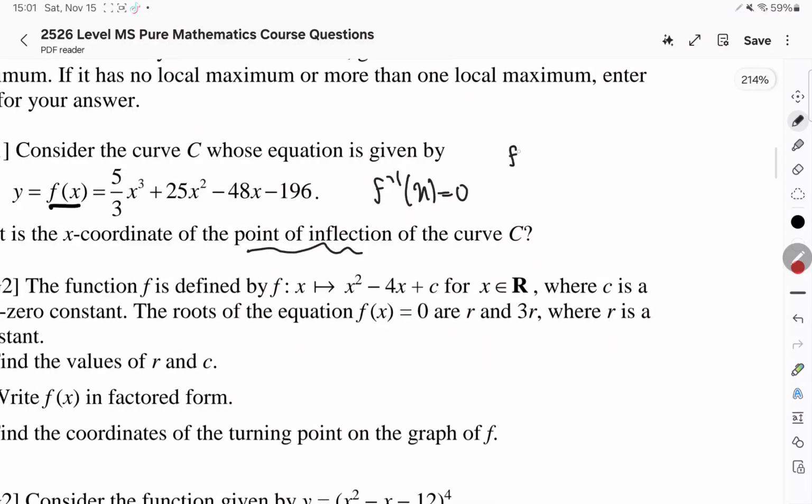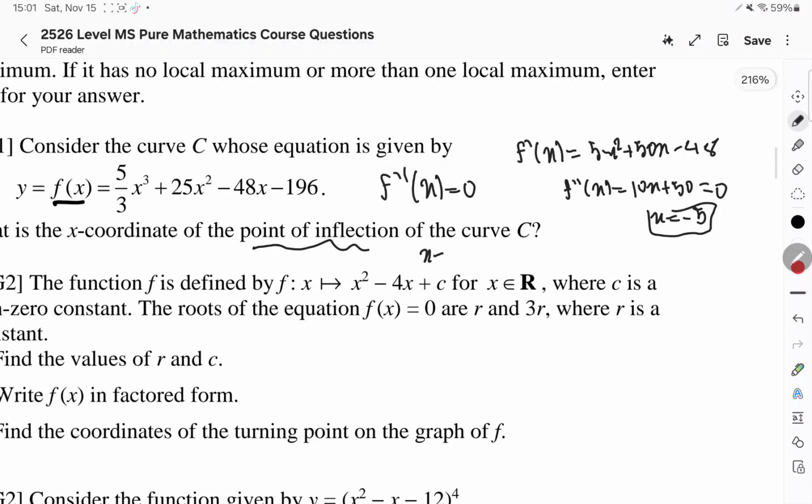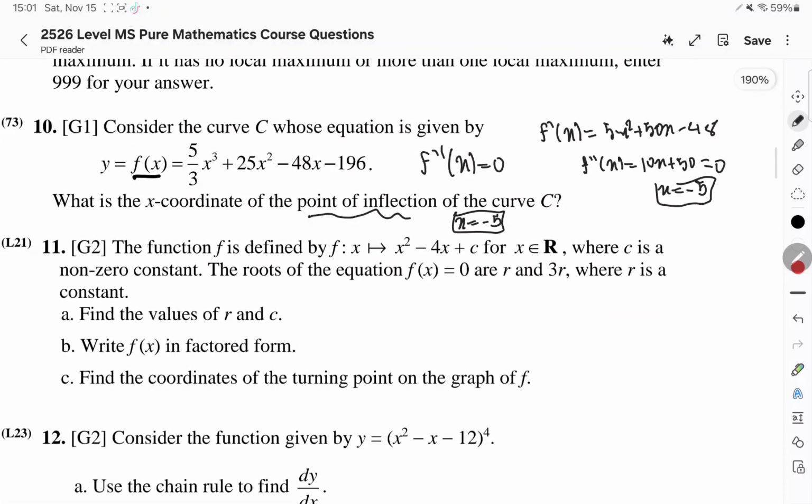So we'll just derive it one time. You'll get 5x squared plus 50x minus 48. You derive it the second time, you get 10x plus 50. And you have to set it equal to 0. X is equal to minus 5 as the x coordinate of inflection. Super easy.